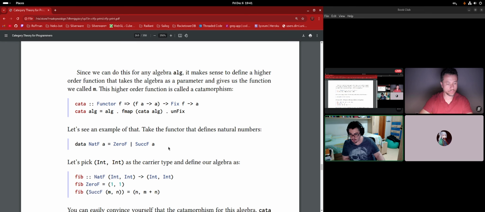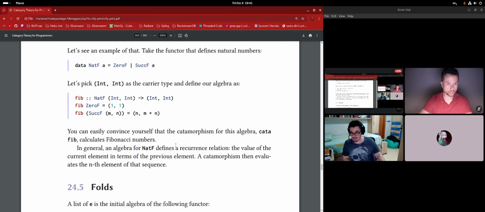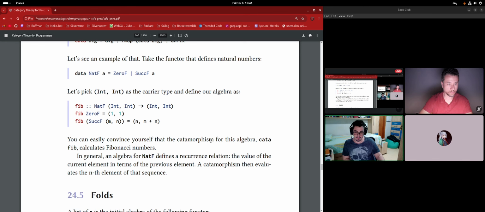Let's see an example of that. So we make again the natural numbers, the Peano numbers, and then now we're going to make our non-recursive evaluator called Fibonacci, that basically establishes what we should do at a particular stage of the process. And then you may ask yourself, Fibonacci uses recursion. I don't see that being done in here. This is because this is being done here, which is kind of crazy, but just try it out, read the types, you're going to be okay. You can convince yourself that the catamorphism for this algebra, kata fib, calculates Fibonacci numbers.